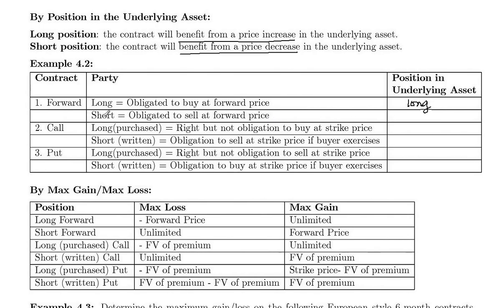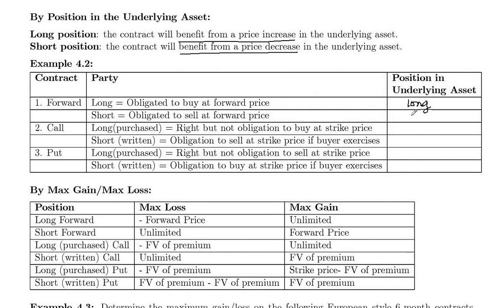The short position in a forward is obligated to sell at that forward price. So if the forward price is 100, you're obligated to sell at 100. If the price goes down to 50, you've still got an obligation to sell at 100, so you'll sell at 100 when the asset is really worth only 50. That price decrease actually benefits you, because you're getting a higher price than what the asset is worth. So you benefit from price decreases if you're short a forward.